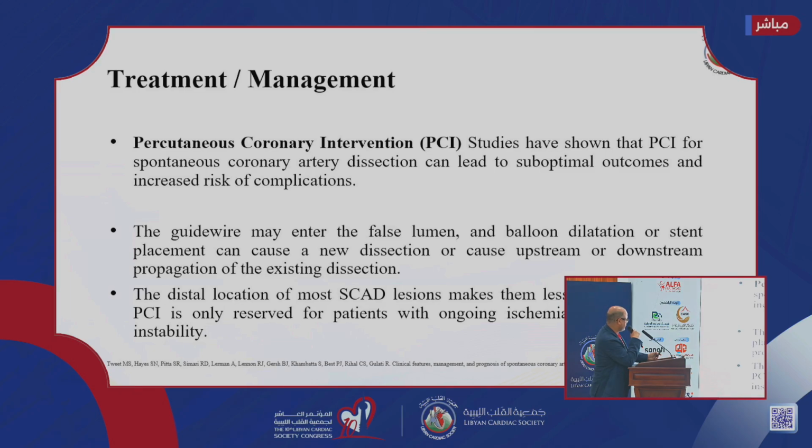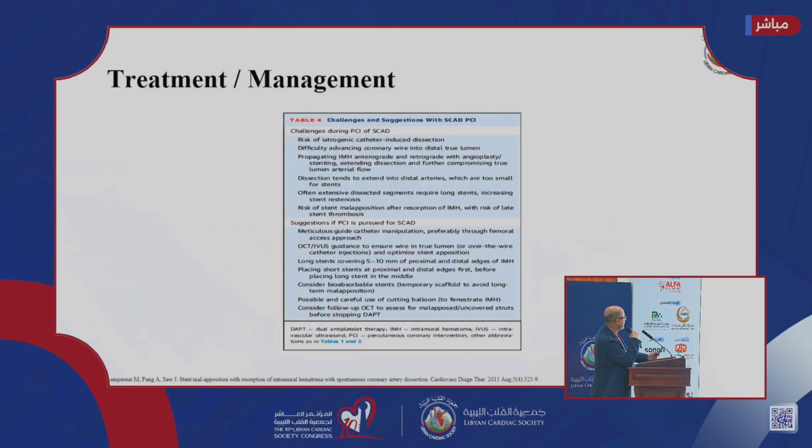Percutaneous coronary intervention, if needed: if the patient is hemodynamically unstable or has ongoing ischemia, then if it's needed for something like the left main or a very proximal major artery, it can be tried. But it has its own risk.